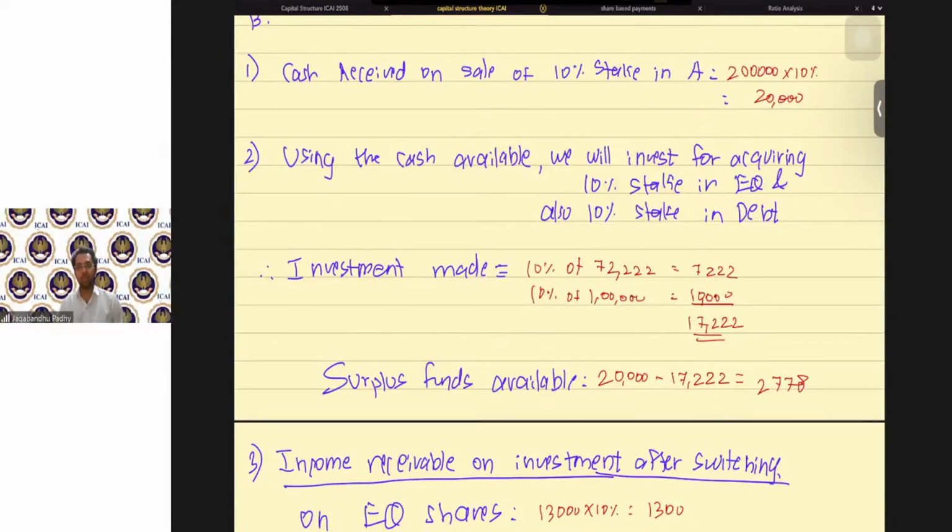Primary is changing investment from a levered to an unlevered company. Secondary is from unlevered to levered. Correct, Alok?